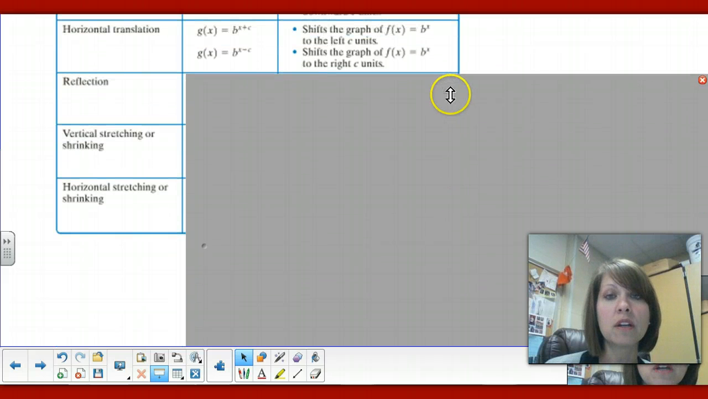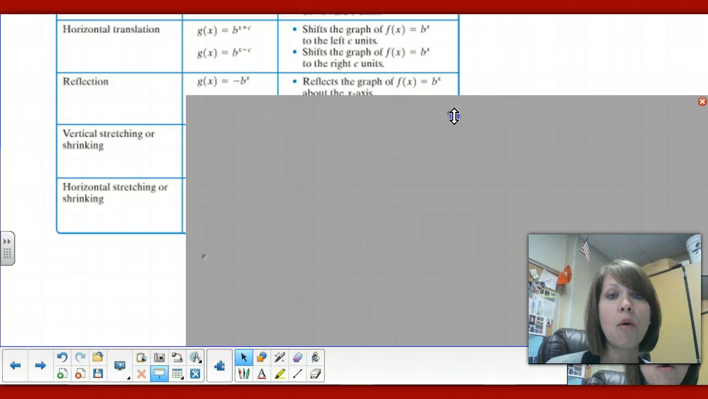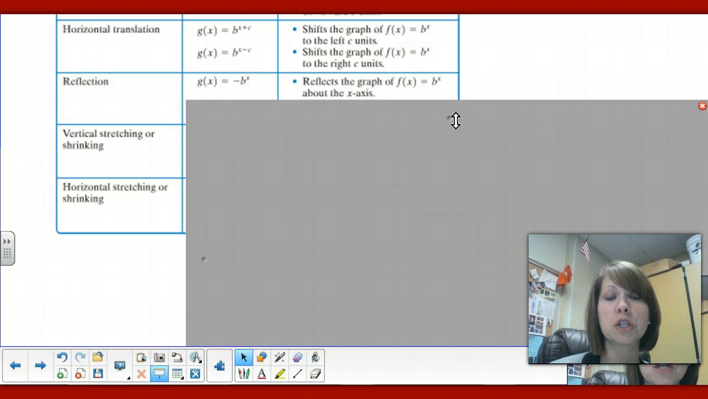The reflection, 2 kinds of reflection. One is the vertical reflection, and that's when the negative is multiplied to the function, meaning negative times the b to the x.